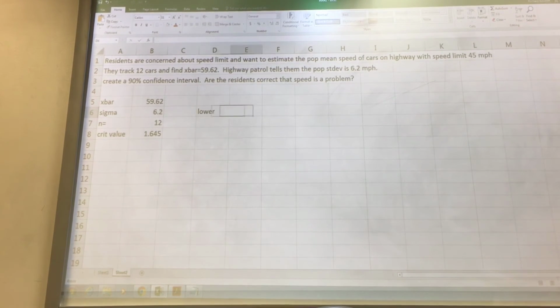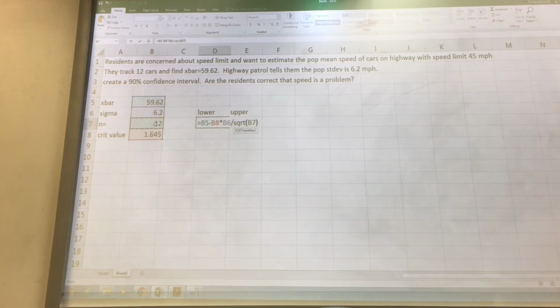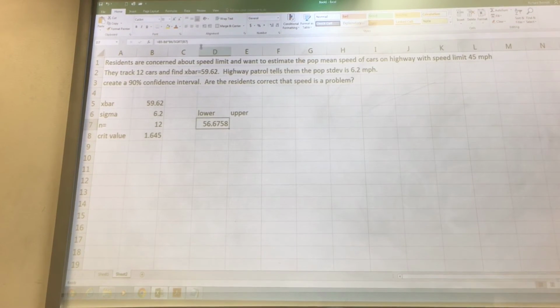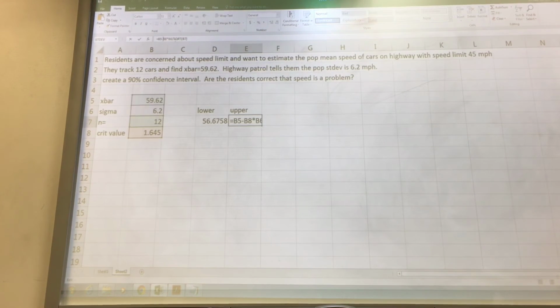We need a lower, and we need an upper. So Ryan, how do I do this? Do the x bar, which is 59.62, minus your z, the critical value, times the sigma divided by the square root of n. Okay, so I got 56.62, change that to a plus.